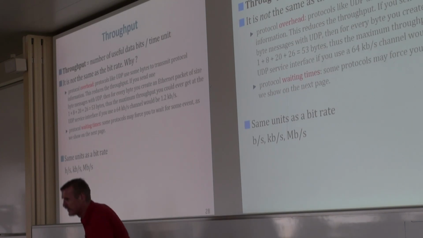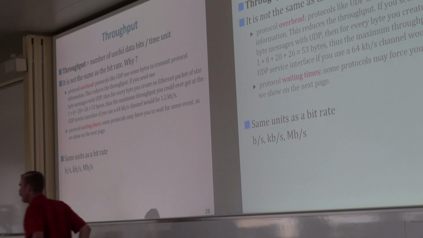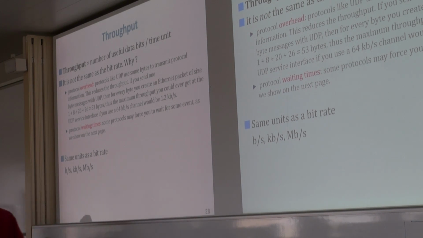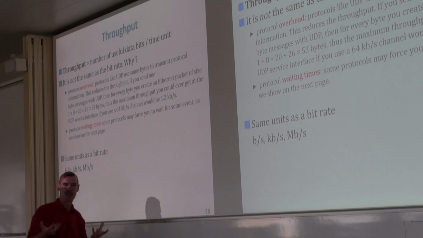We will also consider very often the throughput. The throughput is the useful bit rate. The bit rate is the physical layer quantity. The throughput is how much you get when you do a transfer at the application layer. So when I transfer a file from A to B, how much time does it take?